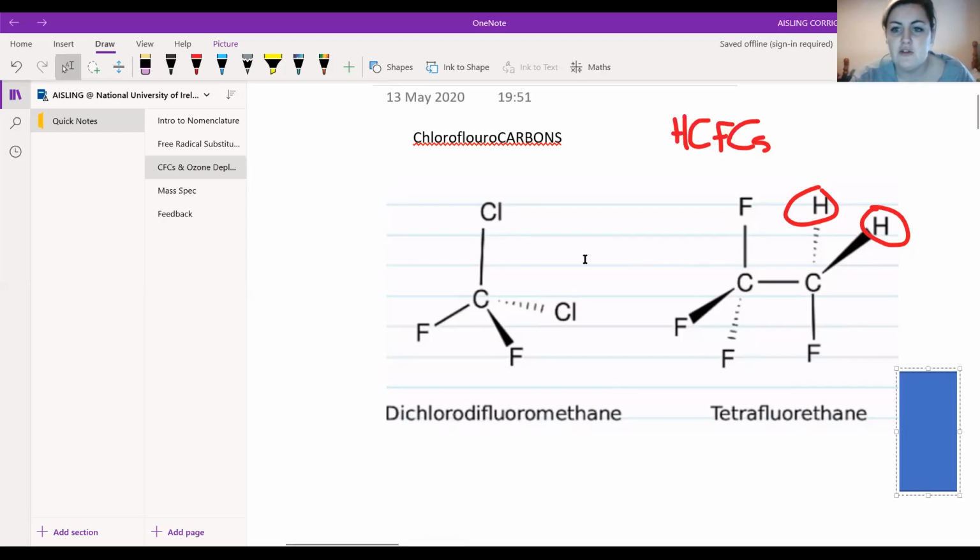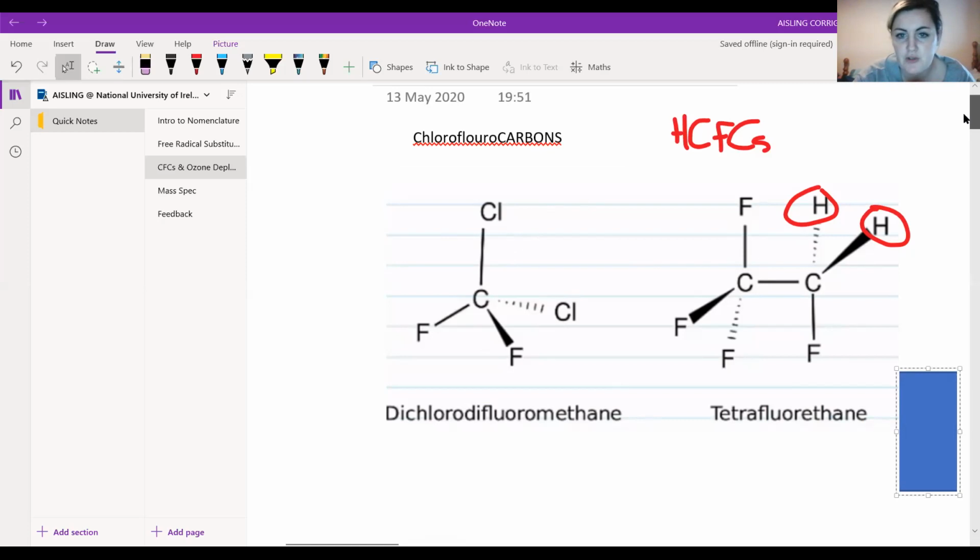So these two molecules here, I suppose in the past, these CFCs were really popular, and we'll talk about that in a second. But because of their effect on the ozone layer, scientists, amazing scientists, have come up with an alternative that we use today called HCFCs. They're a lot safer, and again, down the line of this video, I'll explain why in a bit more detail.